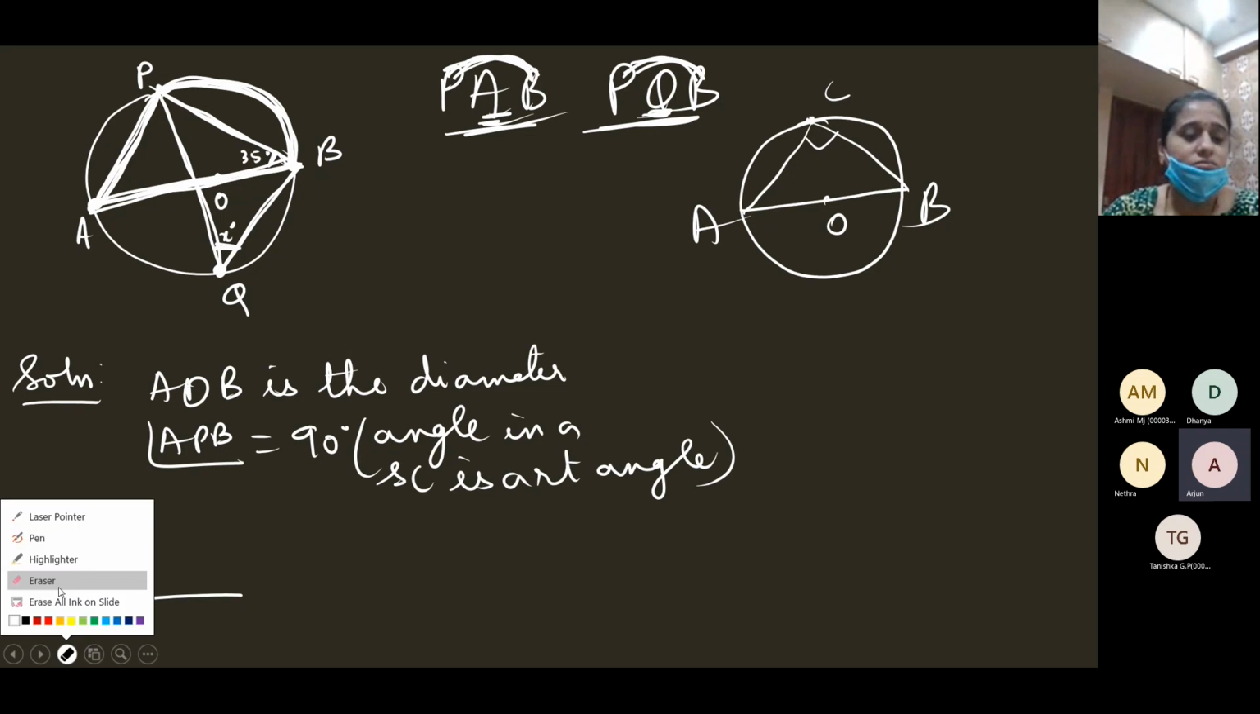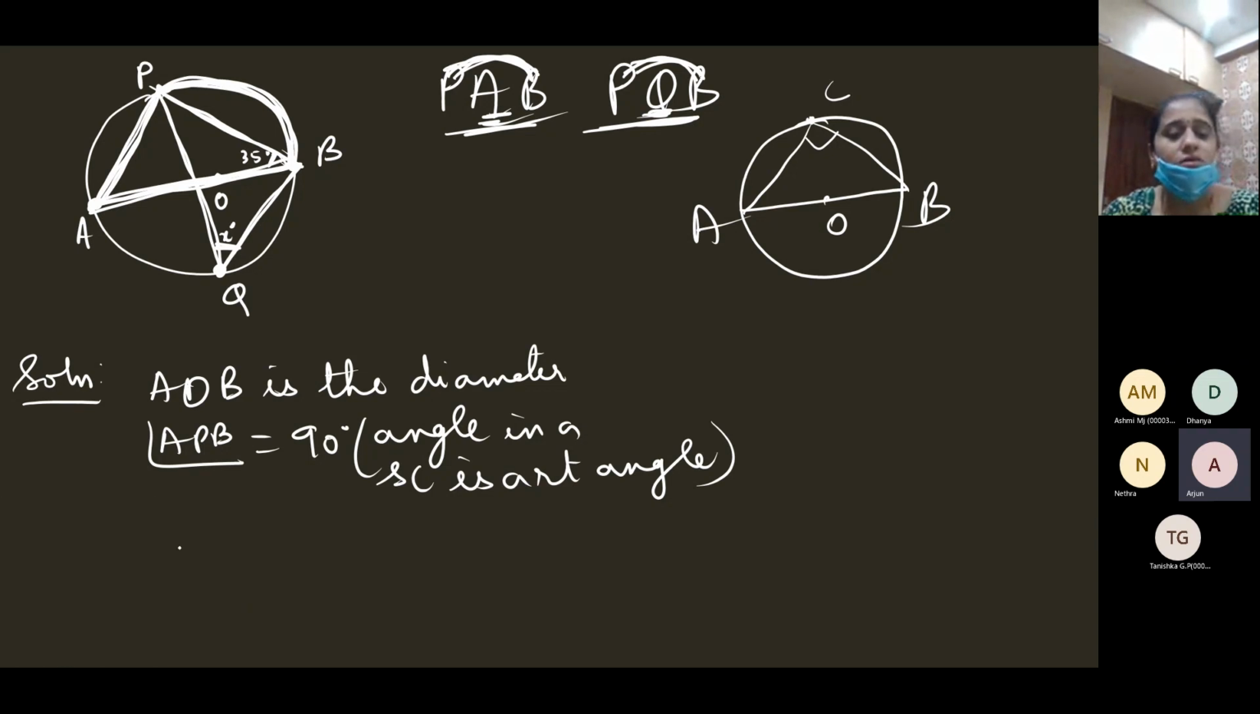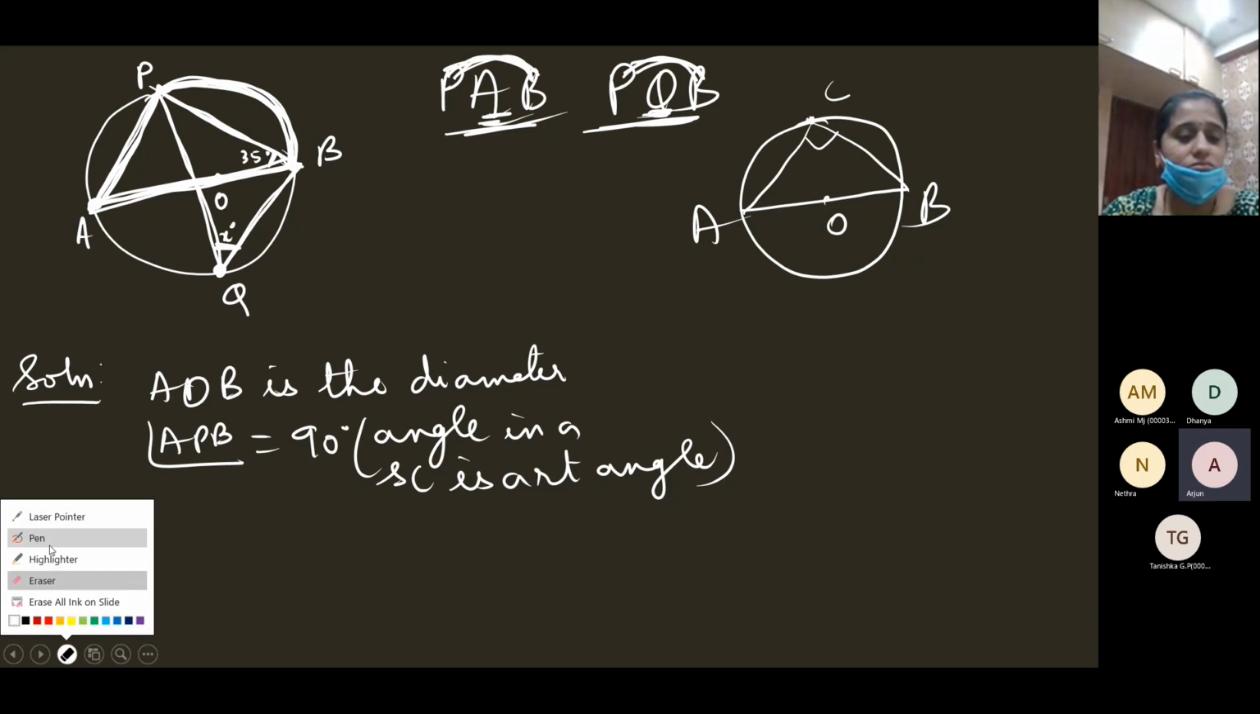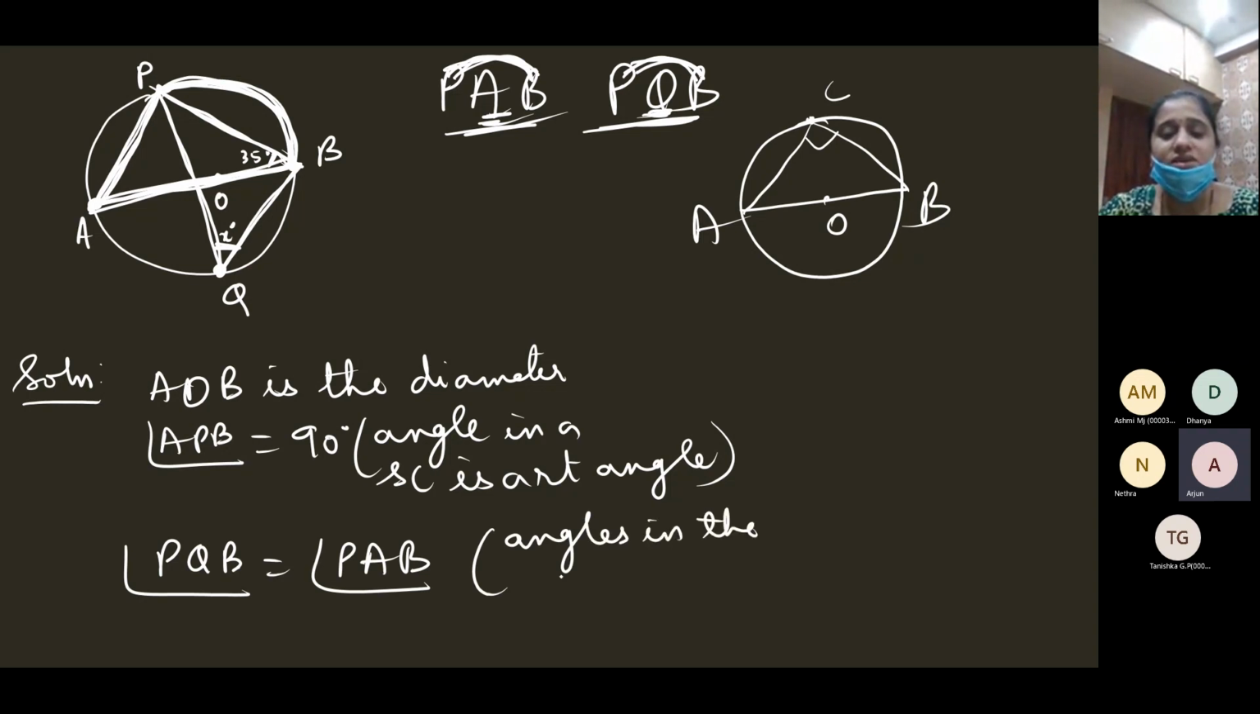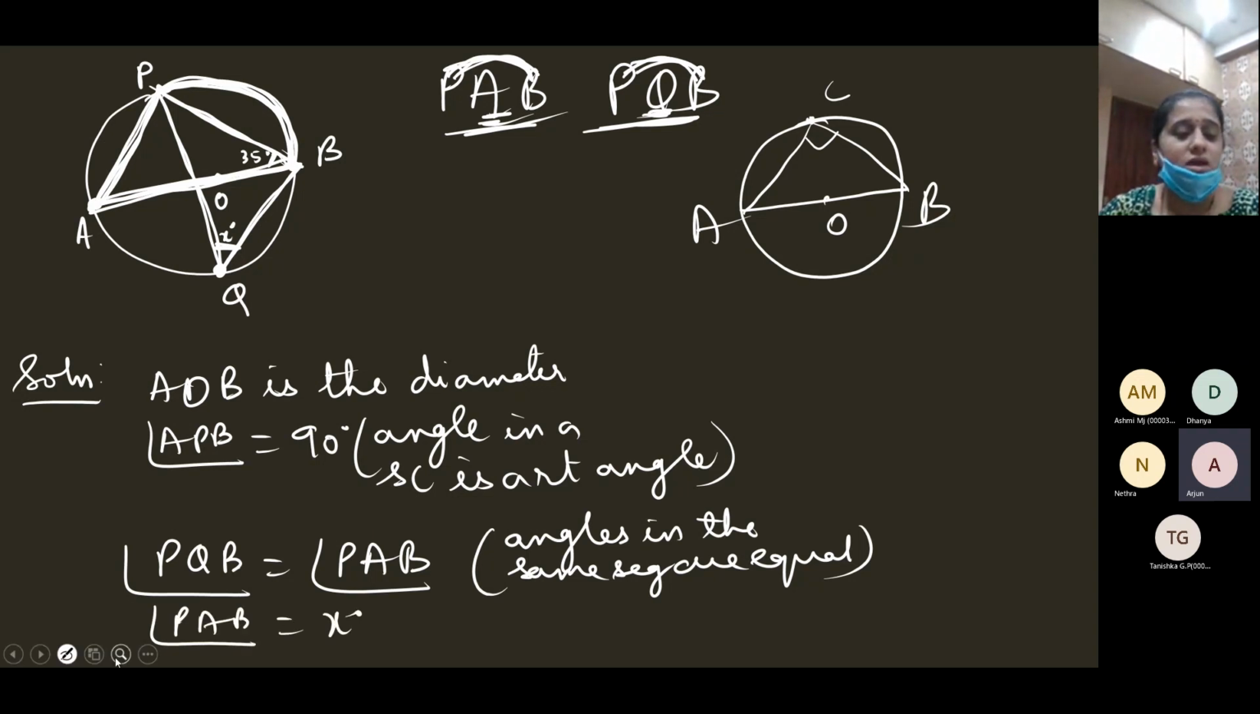All right. Angle PQB is equal to angle PAB. Why? Because angles in the same segment of a circle are equal. So which means if PQB is X, PAB is also X. Now use angle sum property.